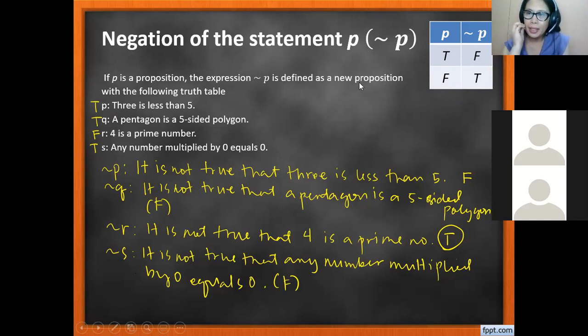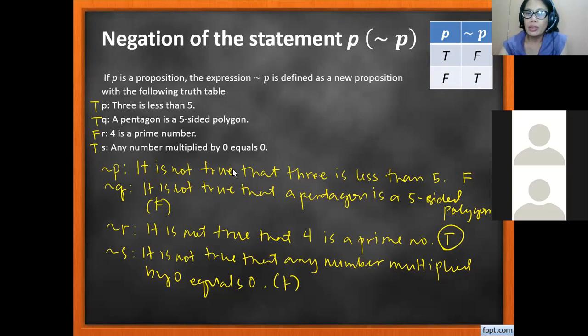The idea of negation is just negating the truth value. Like ito, mga negation to, 'di ba? Originally, statement P is true. 3 is less than 5. So, it's true, kasi 3 is really less than 5. If you negate that statement, you add a negation phrase or you just add the word not. So that becomes negation of P.